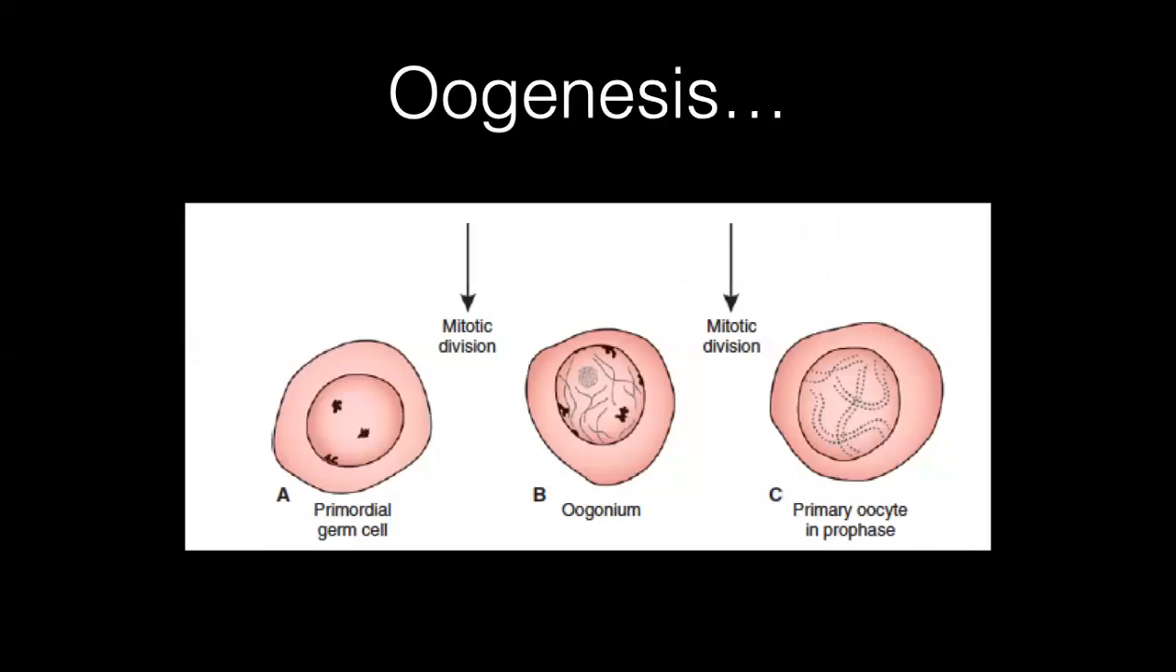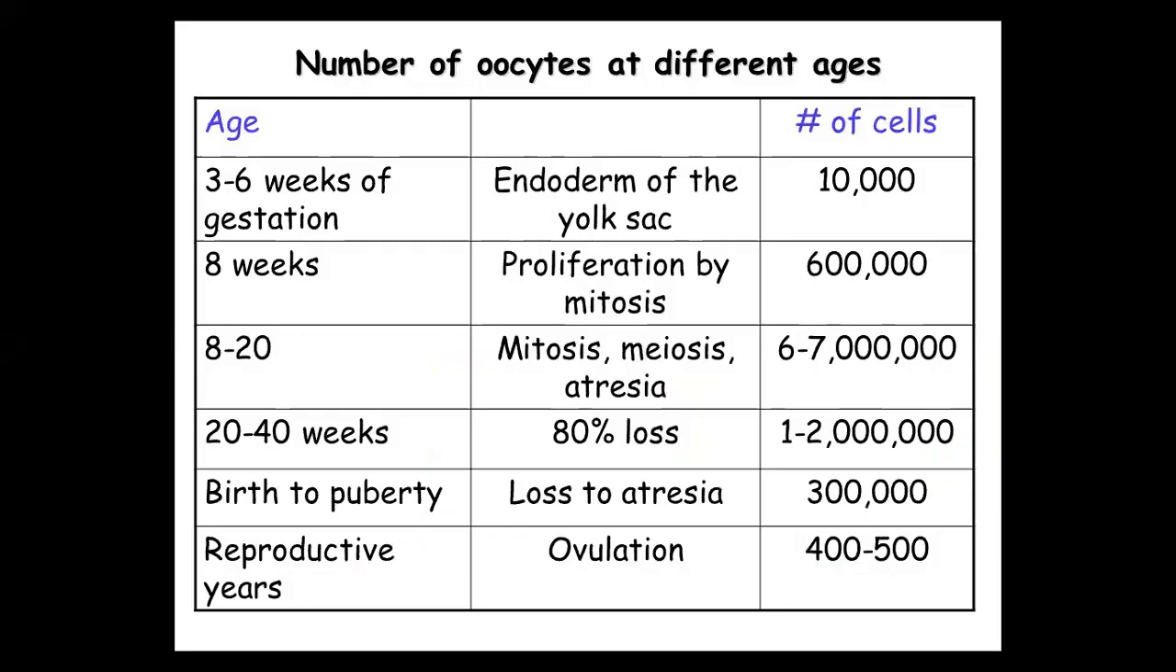Now let us understand, see, oogenesis, what happens. We have already seen that initially we have a primordial germ cell. It undergoes mitotic division, gives rise to oogonia. And this oogonia again undergoes mitotic division, gives rise to primary oocytes in prophase. This is what we had studied in the last class.